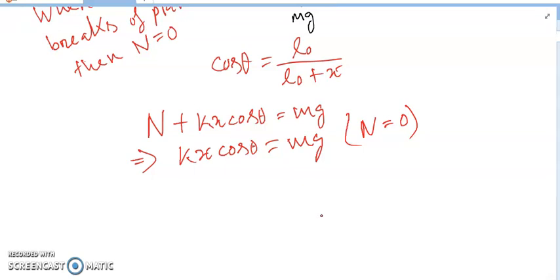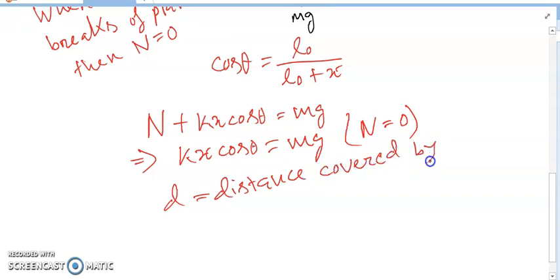Let d be the distance covered by A and B till the instant, and capital V the speed acquired by A and B.